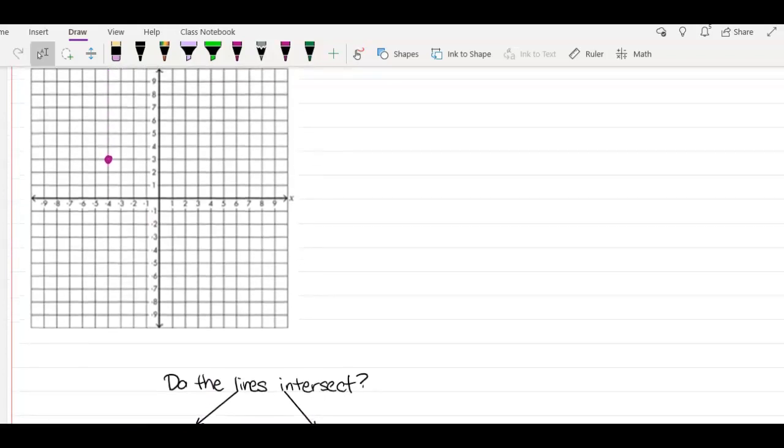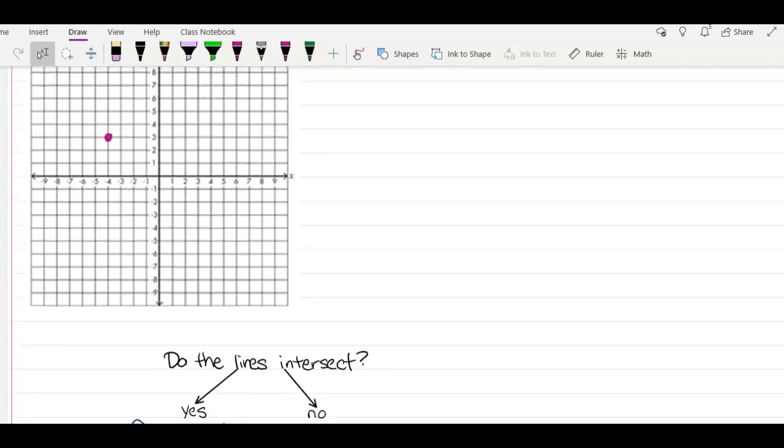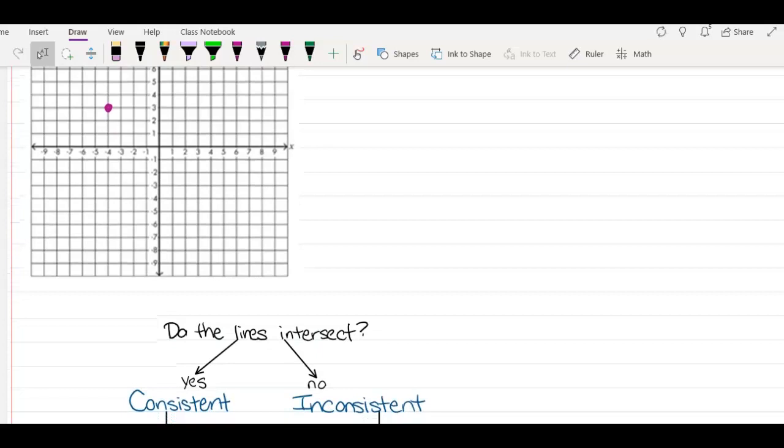So let's talk a little bit about some vocabulary next. We want to know what these terms consistent and inconsistent mean. Literally, a system can be described as consistent or inconsistent based on if they have a solution or not, or if the lines intersect when they're graphed. If they do, the system is said to be consistent. If they do not, the system is inconsistent.